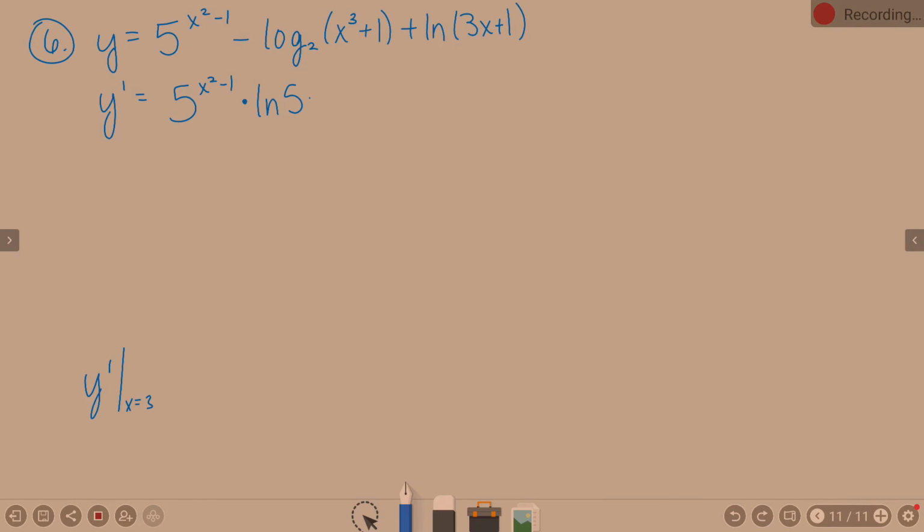times, since there's a chain rule, the derivative of the exponent. So what's the derivative of x squared minus 1? That's 2x. So the basic derivative is 5 to the power times the natural log of 5, then times the derivative of anything in the power.